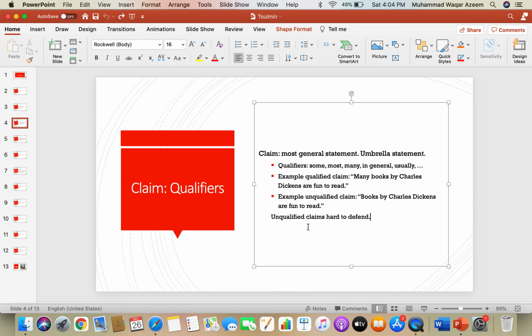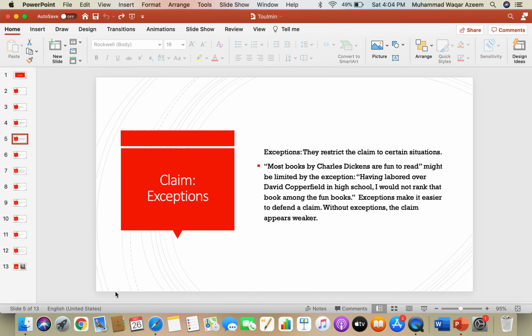That is why, at the bottom of this slide, I write that unqualified claims are hard to defend. It is very difficult to defend a claim without any qualifier, but qualifiers make it easier to defend a claim. Another thing that we need to know about a claim is exceptions. So when a writer writes a claim for their argument, they also make some exceptions.